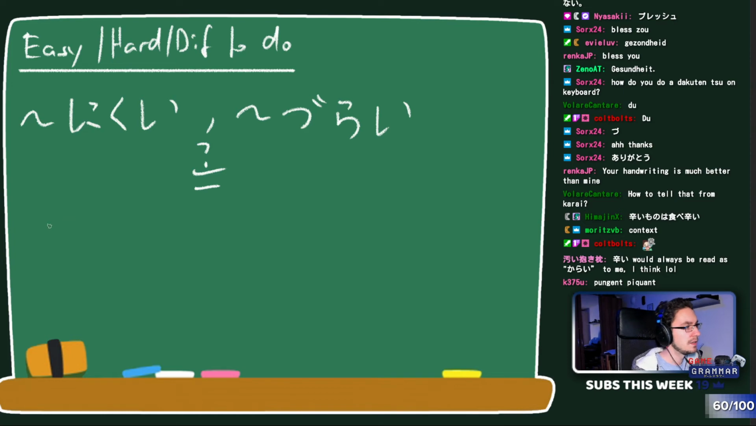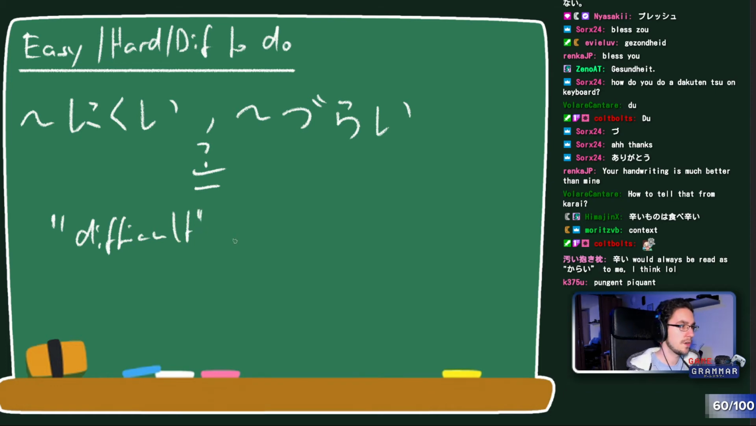They both mean difficult. They both mean that something is hard, or hard or difficult to do. The main difference between nikoi and zurai is that zurai can only really be applied when it's subjectively difficult.